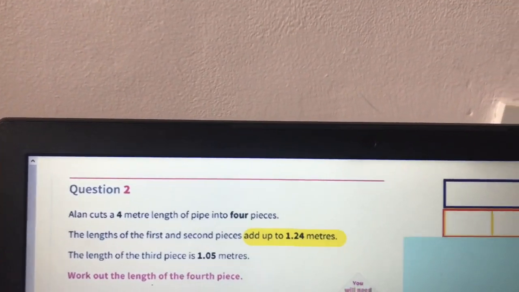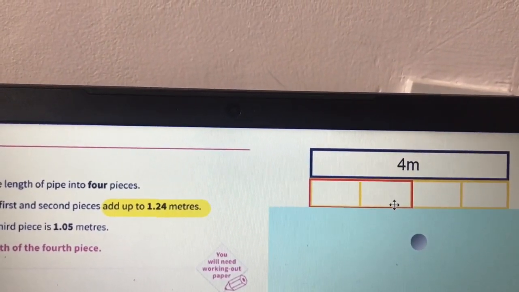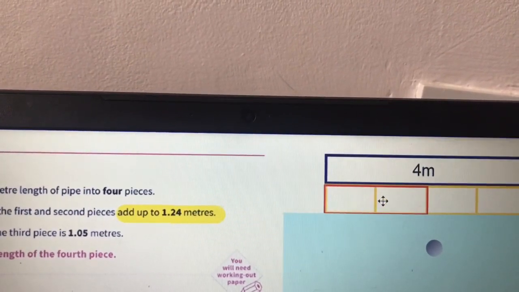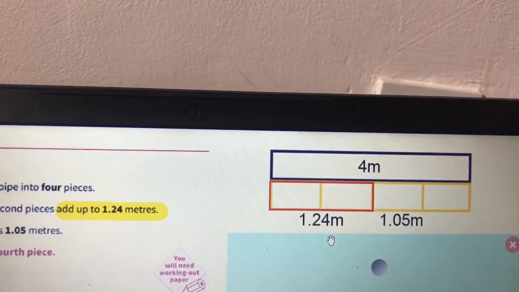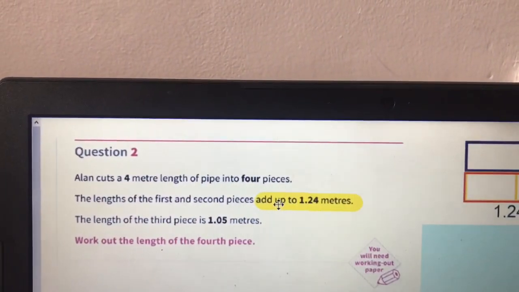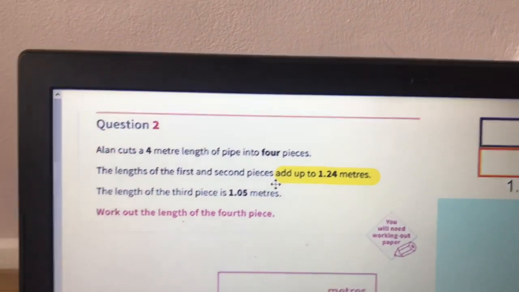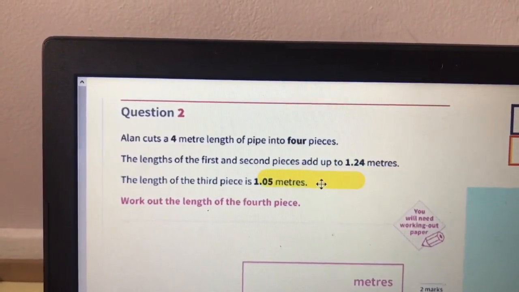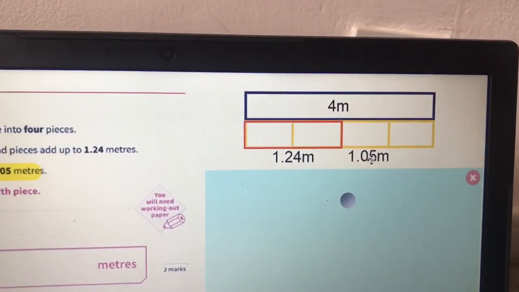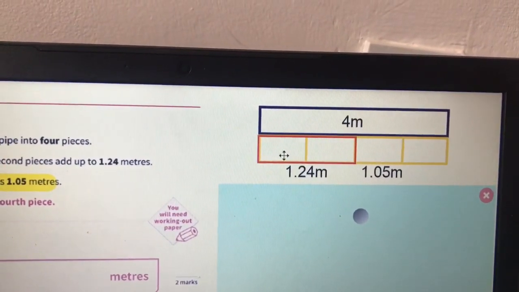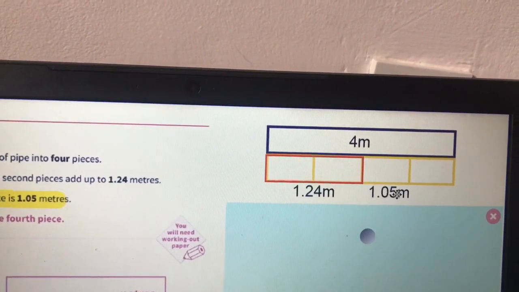So if you have a look at my diagram, I have drawn a red rectangle around 2 of the pieces, and I know that these 2 pieces add up to 1.24 meters. It tells me here. So the first and second, so that's number 1 and number 2, add up to 1.24 meters. It then carries on and says that the third piece is 1.05 meters. So my bar, I've got that 1.05 meters as well. So the first 2 add up to 1.24 meters, and the third one is 1.05 meters.